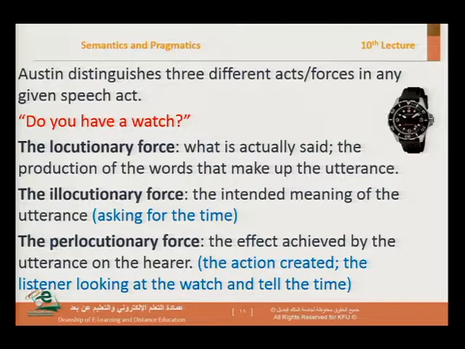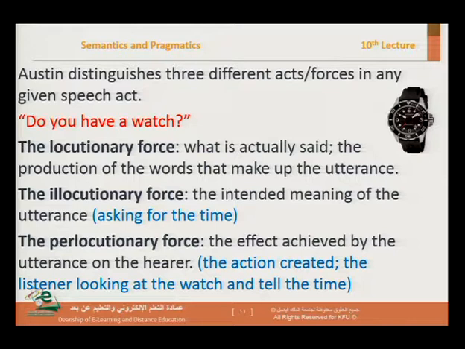Do you have a watch? How do you understand this utterance? From the 3 perspectives, or 3 different forces or acts mentioned by Austin, you can define this sentence into 3 parts. You say, do you have a watch? That's basically the locutionary force. The utterance itself, what's written, what is said, the actual words are the locutionary force. The intended meaning, what I meant by that question, is the illocutionary force. What happened after I said that is the perlocutionary force.